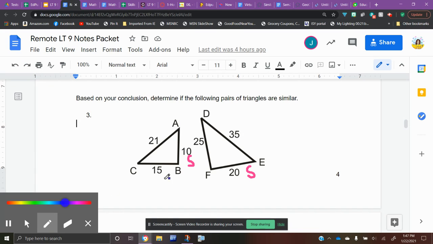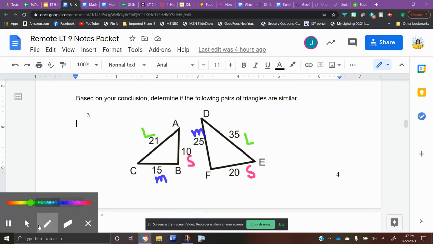Okay, then I'm going to look for the medium length side. Between 10, 15, and 21, 15 is the medium, or the middle length. Between 20, 25, and 35, 25 is going to be my medium length. And then finally, we have our longest sides. On the left triangle, 21 would be my longest one, and 35 would be my longest one on the right.